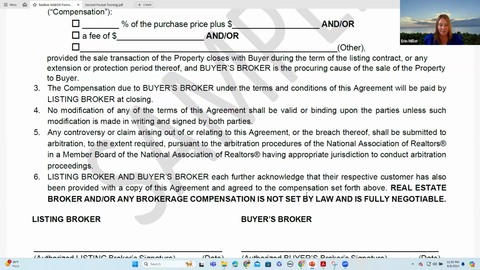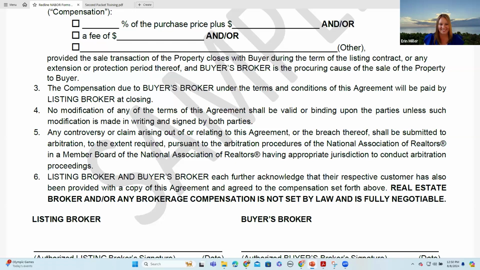Paragraph 5, regarding dispute resolution: any controversy or claim arising out of or related to this agreement or the breach thereof will be submitted to arbitration to the extent required pursuant to arbitration procedures of the National Association of Realtors and a member board of the National Association of Realtors having appropriate jurisdiction to conduct arbitration proceedings. Again, disputes between brokers, to the extent required, are arbitrated.